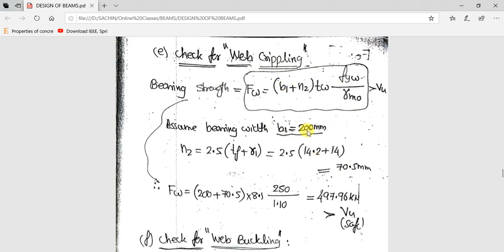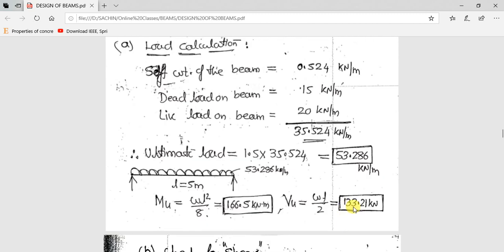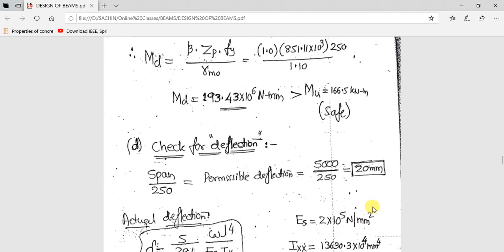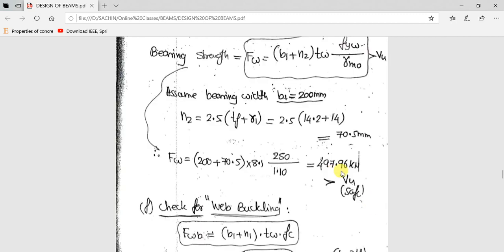So substitute all these values in this formula here. B1 is 200, N2 is 70.5 and thickness of web is 8.5. FYW is nothing but 250, gamma m0 is 1.10, getting 497.96, and this value should be greater than the shear force acting. The shear force acting here is 133.21, but the value you are getting here is 497.96, so it is safe.